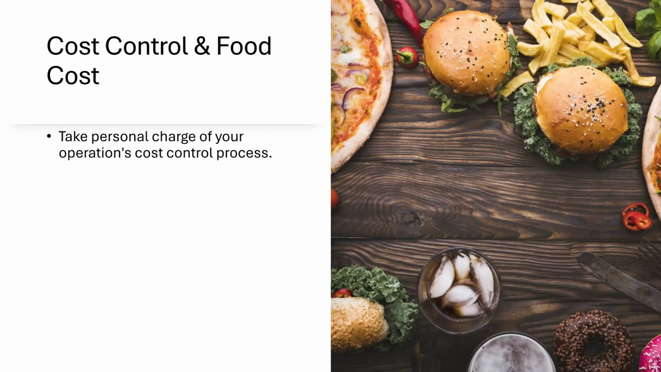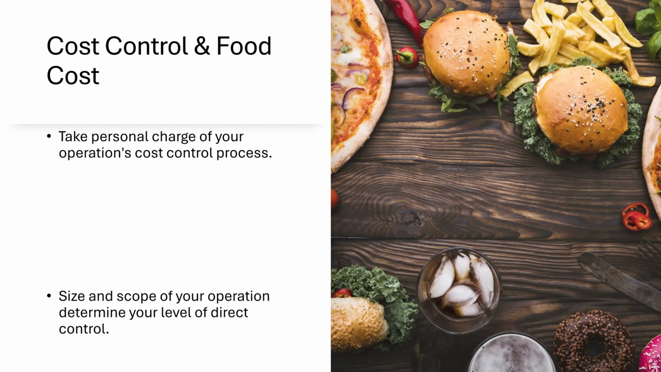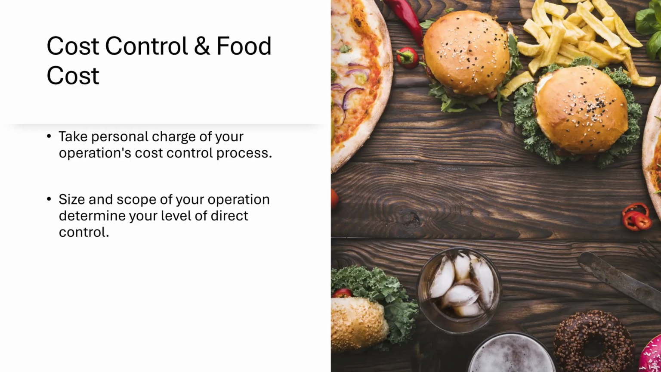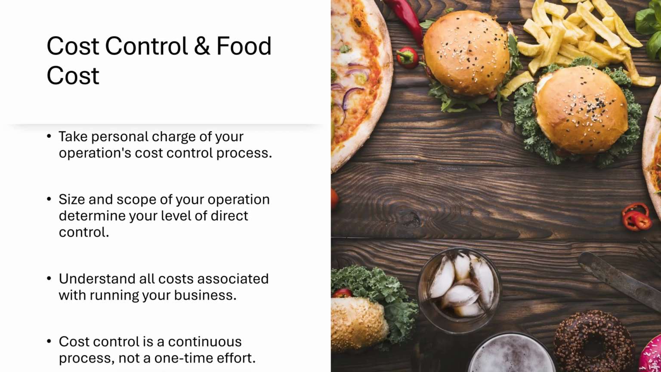So when you eventually get in charge, or maybe you're already in charge, you're going to take control of this operation's cost control process. You really have to understand it and know what it is to make sure that we're doing things properly in the organization. Certainly, the size and scope of your operation determine what level of direct operation and control you will have, and then understanding all the costs associated with running your business. And then last but not least, cost control.